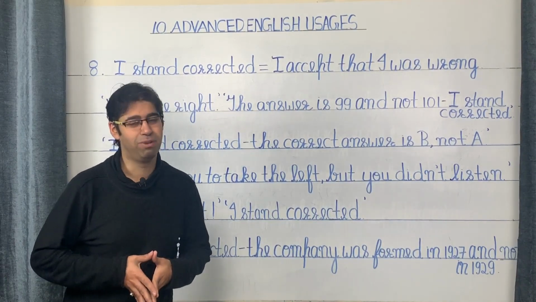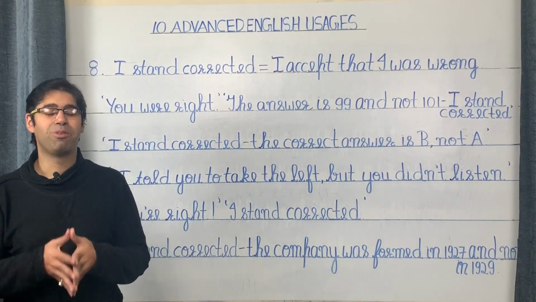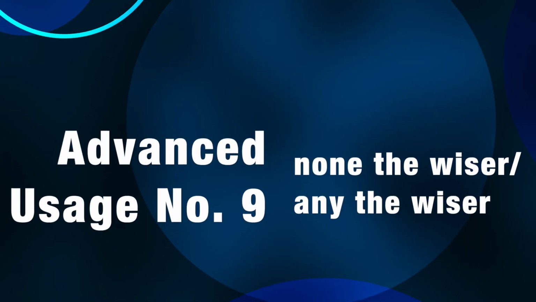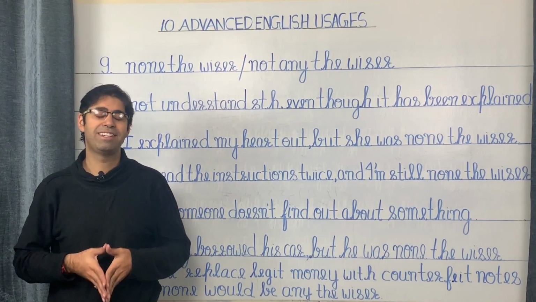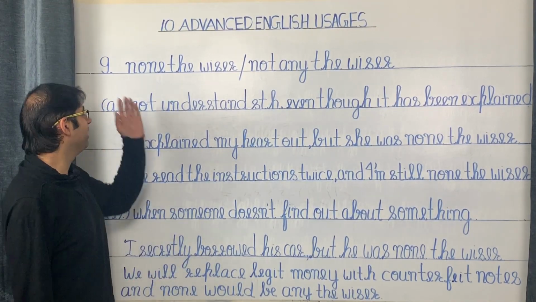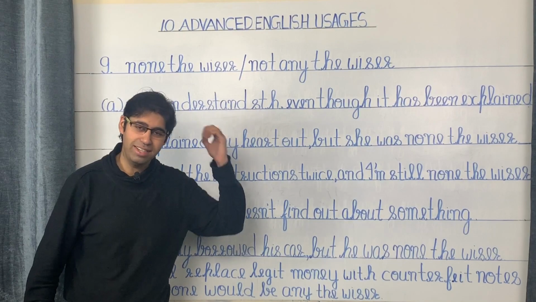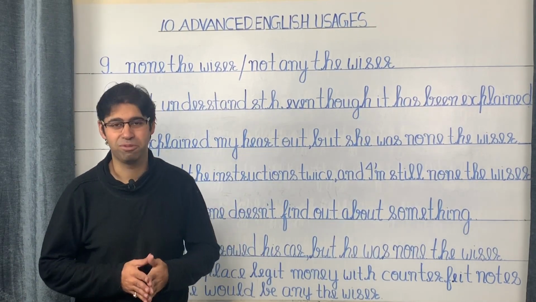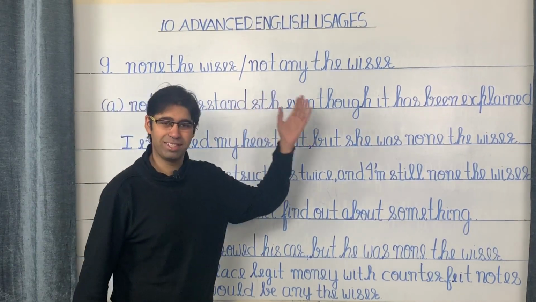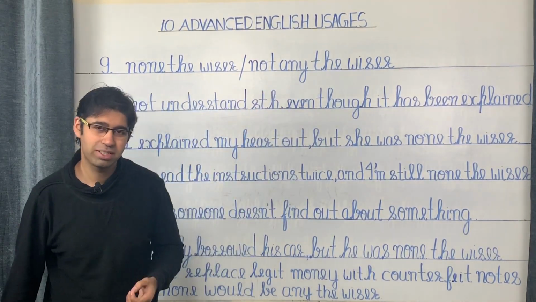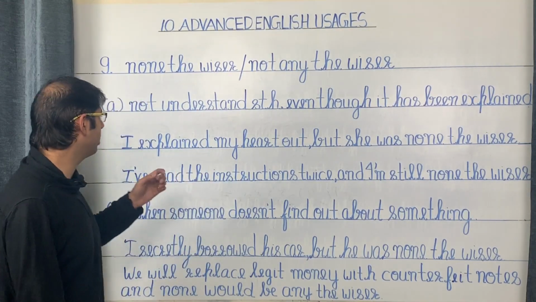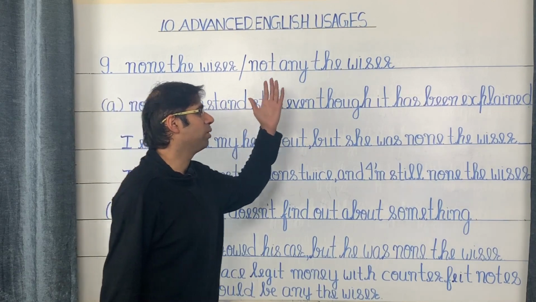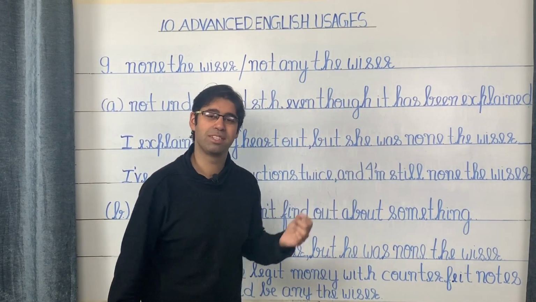So this was advanced usage number 8. Let's move on to usage number 9. At number 9, we've got the phrase, none the wiser, which in negative sentences involving not, no one, nobody, and similar negative words becomes any the wiser. And this is used in two situations. Let's start with the first one. The first one is when someone doesn't understand something, even though it has been explained. Let's check out the sentences.